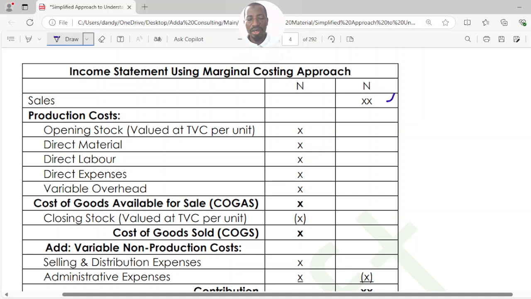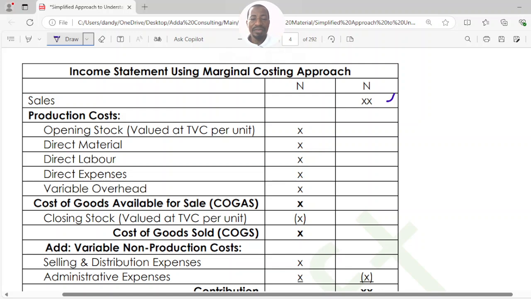Okay, how do I determine the sales value? I will go to the question: what is the number of units sold? Therefore, number of units sold multiplied by selling price. I will add the two of them together. That will give me my total sales. Then after sales, the next thing I need to consider is production cost.